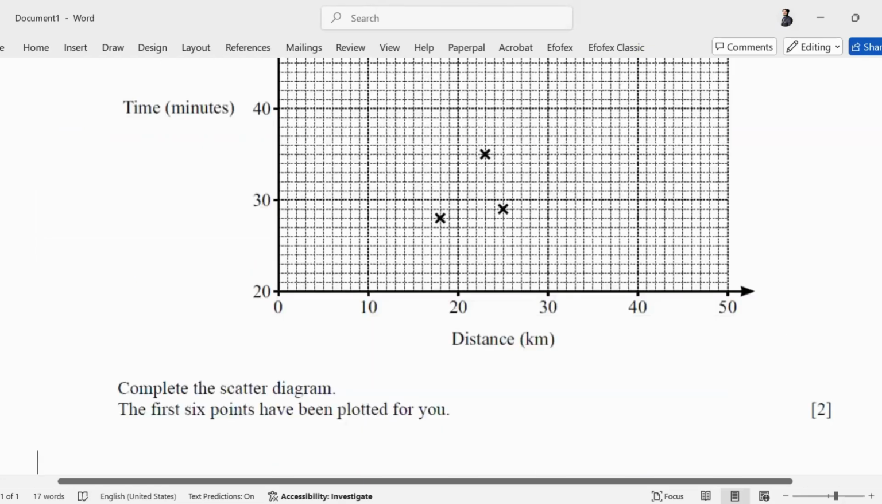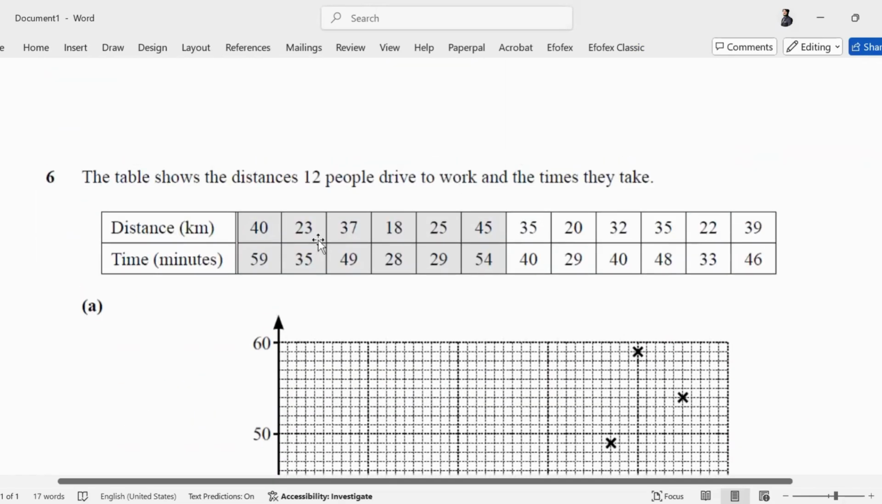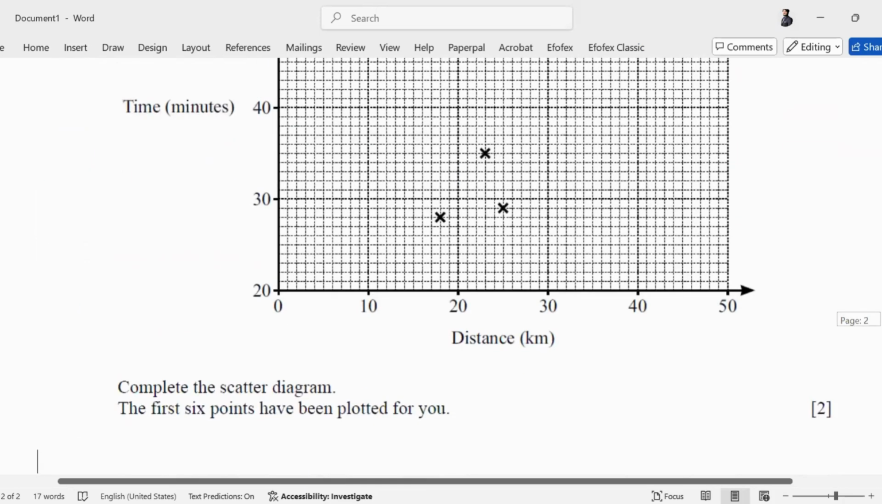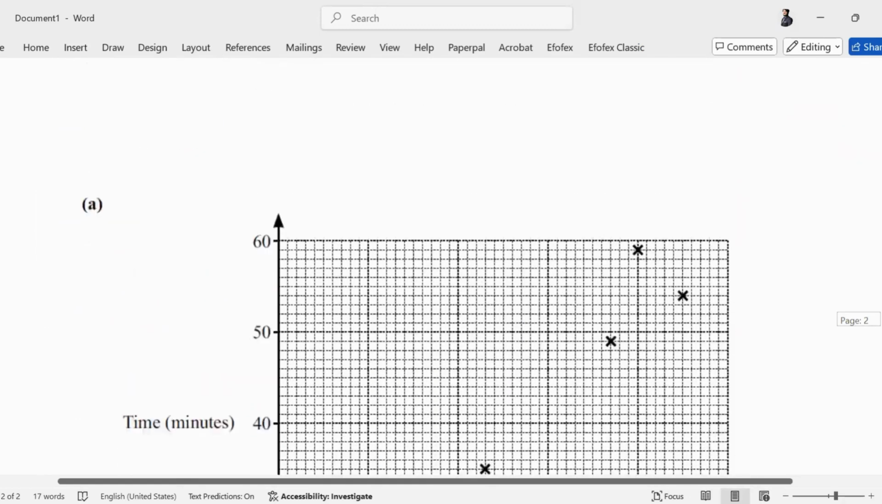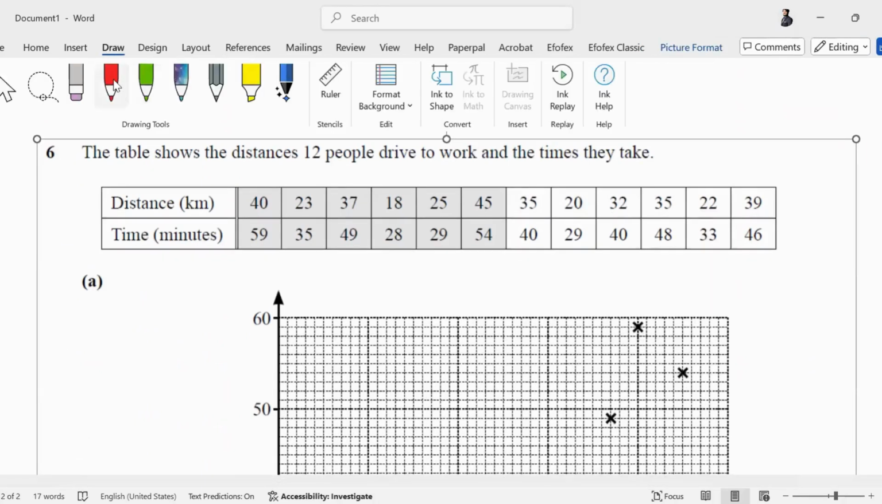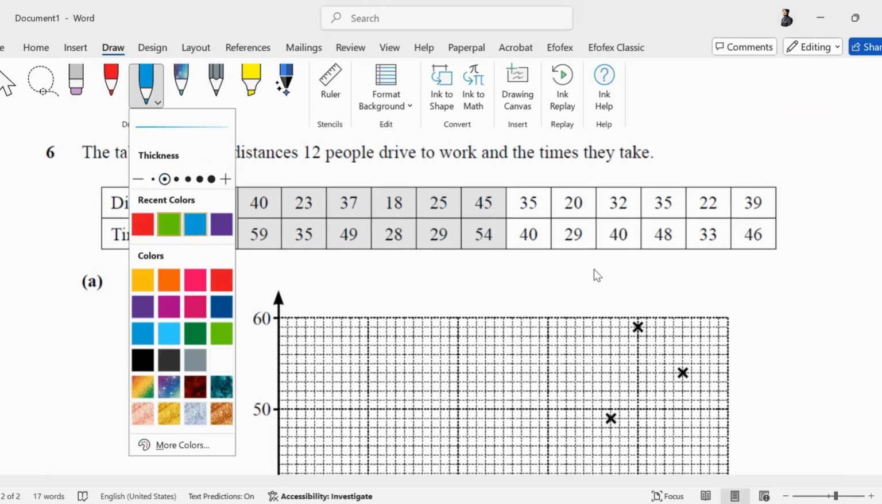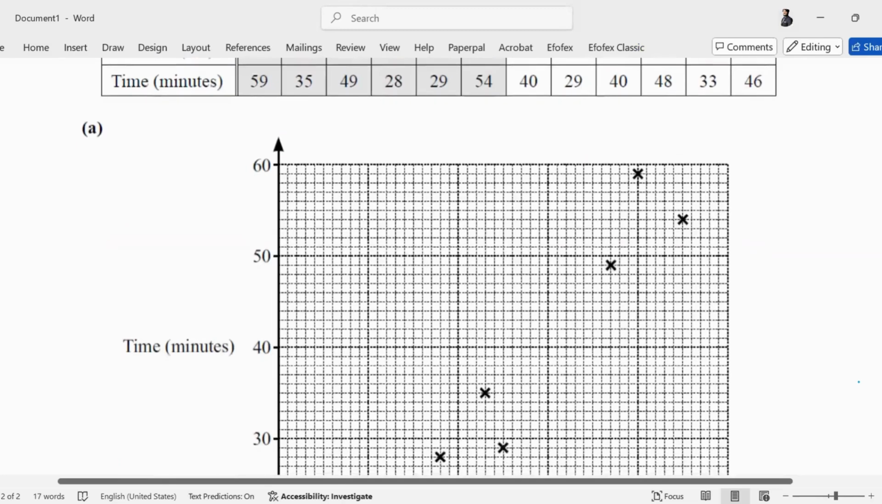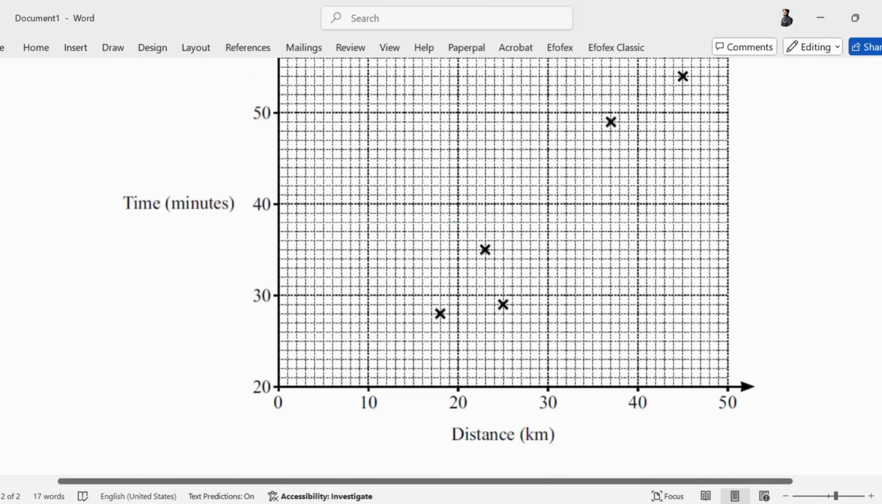Now, it is regarding a scatter plot. The question has provided us with a few distances and the time for those particular distances. Now it wants us to complete the scatter diagram. The first 6 points have been plotted for you. So when I'm plotting this point, which is 35 and 40, that would mean 35 is the distance and the time is 40. So 40 is the time and 35 is the distance, 1, 2, 3, 4, and 5.